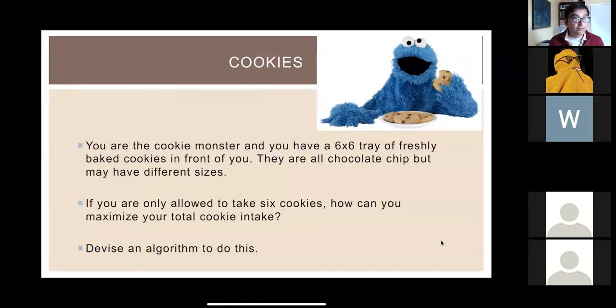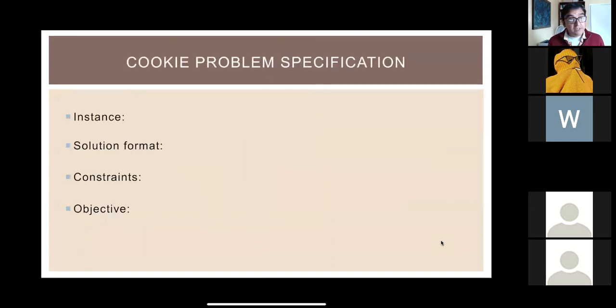You're allowed to choose any 6 you like, and you want to maximize just the total amount of cookie that you are consuming. And the goal is to come up with an algorithm for this. So any questions about the setup? Okay, great. So this is an optimization problem.